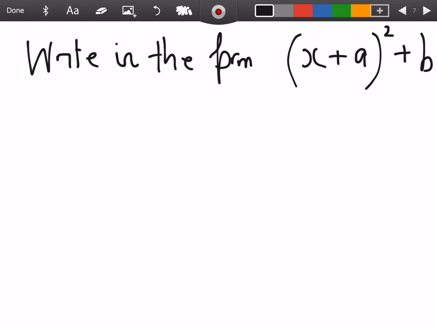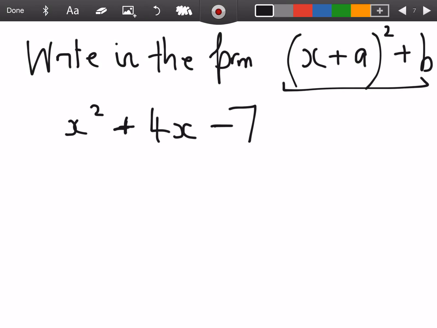So the question is x squared plus 4x minus 7. Okay, so we need to write it looking like this. I'm hoping it sounds familiar. It needs to look like that. It tells you that in the question there.